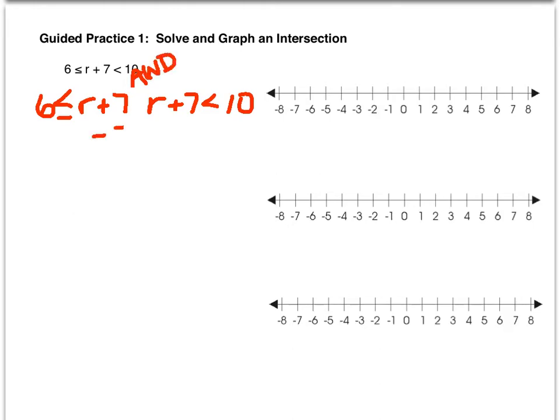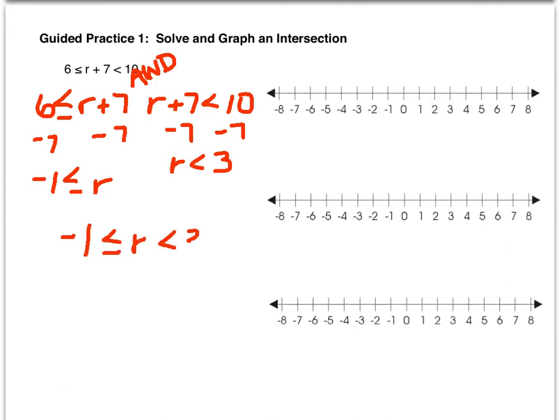So here we'll subtract 7 from both sides. And 6 minus 7 is negative 1, so negative 1 is less than or equal to r. Here we'll subtract 7 from both sides, and we get r is less than 3. Now this one is easier to write the answer because it's already in the correct form, so it would be negative 1 less than or equal to r is less than 3. Or for all numbers r, such that negative 1 less than or equal to r less than 3.